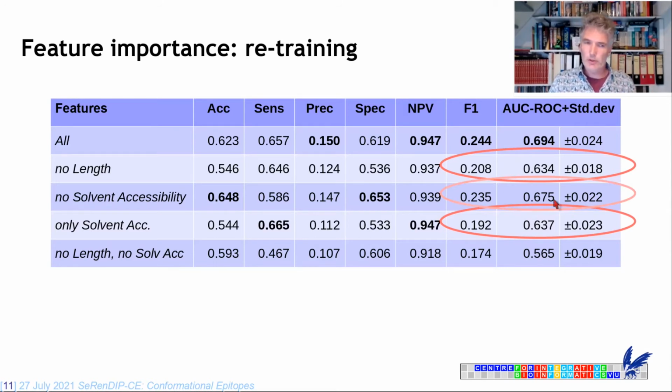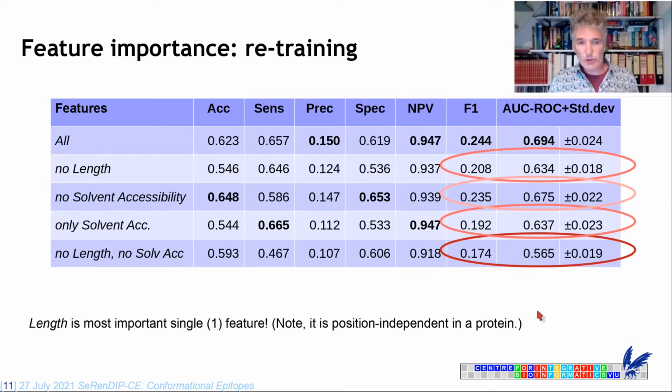If we remove solvent accessibility, so we turn it around and we train on everything except solvent accessibility, then we're getting performance that's a little bit lower, but still quite close to the model with all features included. And then, of course, if we remove both of them, the length and the solvent accessibility, then our model drops down to, well, a little bit, but not a lot above random. 0.5 in a ROC plot is random. So length is the most important single feature by far.